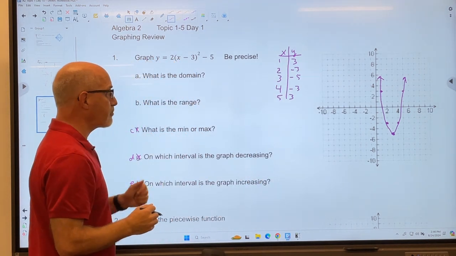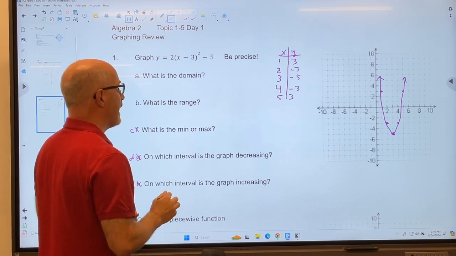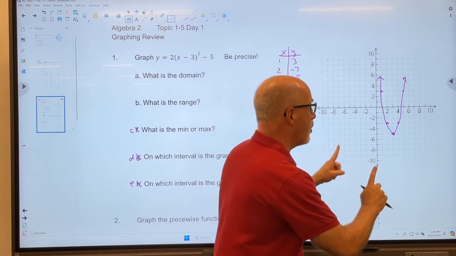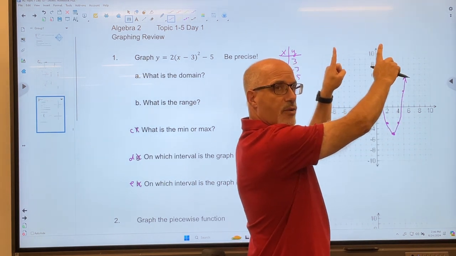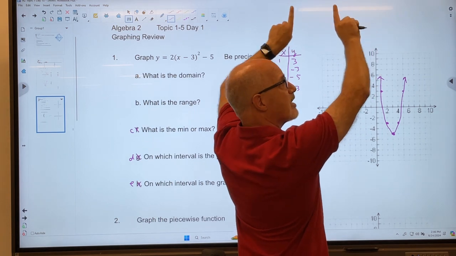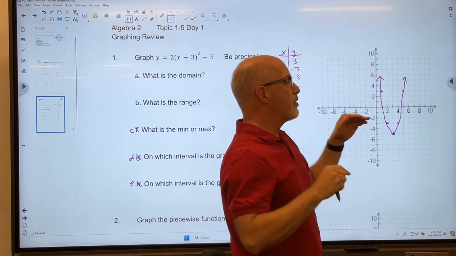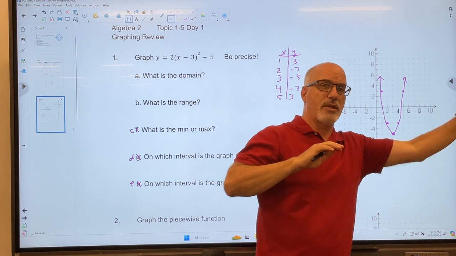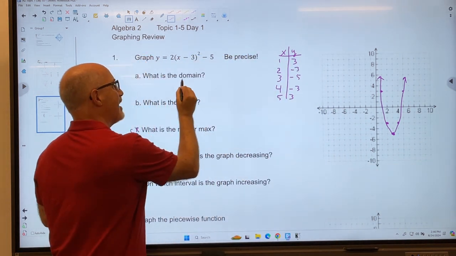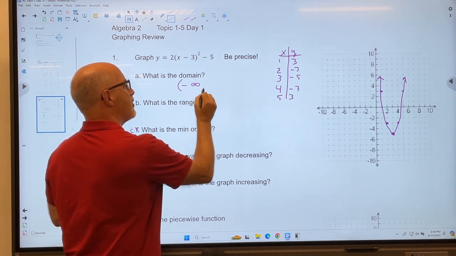Okay, we've drawn it precisely because we came up with points from the table, plotted the points and graphed it. What's the domain? We're going to do this in interval notation. Just a reminder that this graph is going up forever, but even though it's going up forever, it's staying narrow, but it never goes vertical. It keeps getting wider. So the domain, it keeps going to the right and it keeps going to the left. And so our domain is going to be -infinity to infinity.